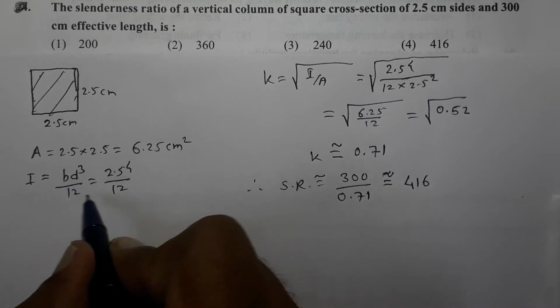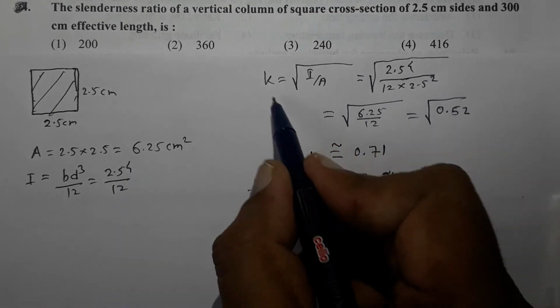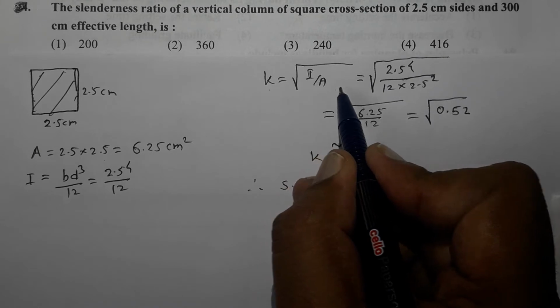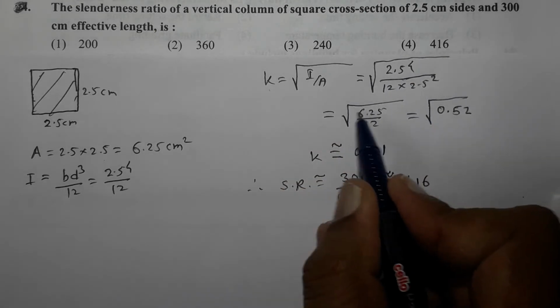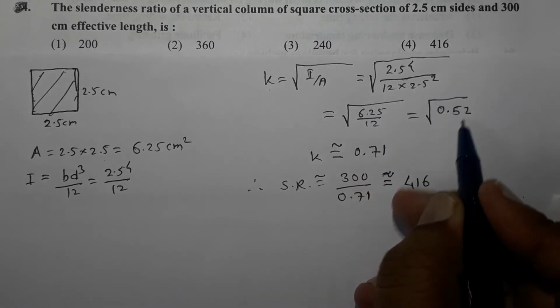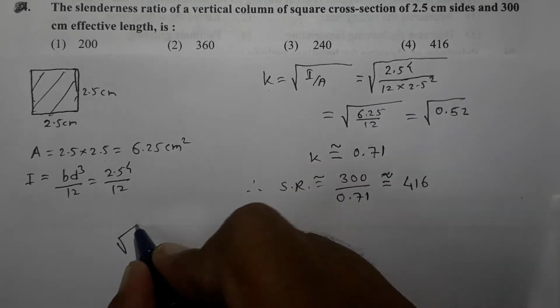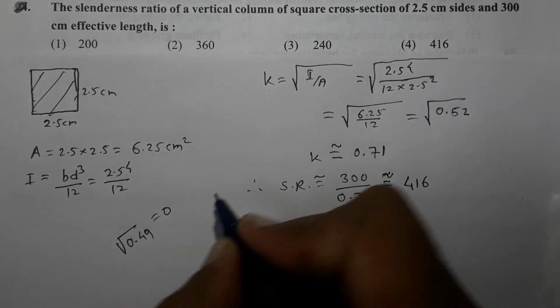I is BD cube divided by 12, but here B and D are same, so it will be 2.5 raised to 4 divided by 12. As such, the radius of gyration is root of I divided by A. Substituting the values of I and A, we are getting it as root of 6.25 divided by 12, that is root of 0.52. We know that root of 0.49 will be equal to 0.7.